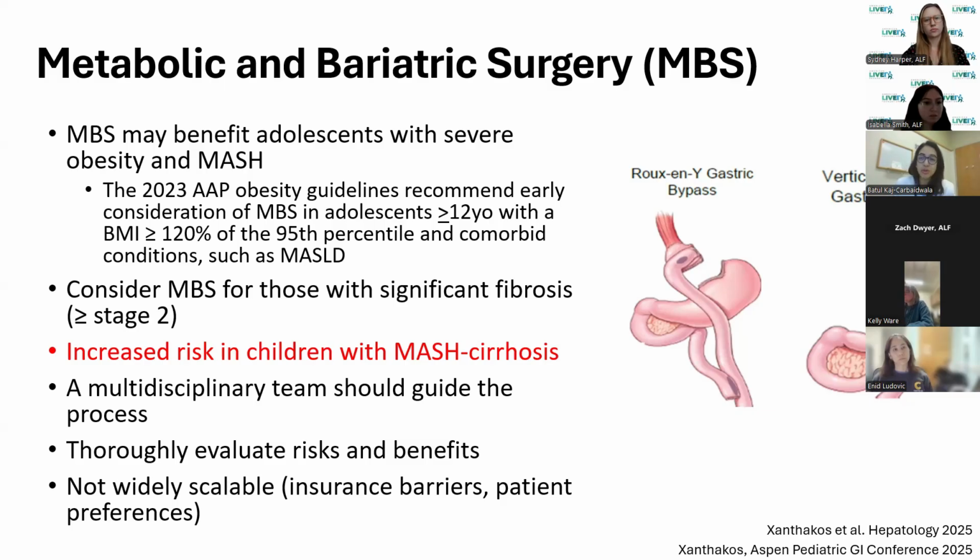And often with comorbid conditions. Usually 1 or 2 is enough. Most of the time when you're at a BMI of 120% of the 95th percentile, you usually have at least 1 or 2 other cardiometabolic risk factors. We do definitely think about bariatric surgery for those who have significant fibrosis. You have to be a little bit careful if they've already developed cirrhosis, though. Cirrhosis is the end stage of scarring of the liver.